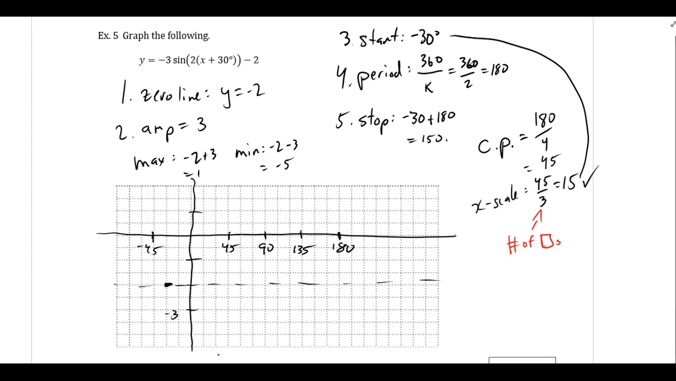3, 4, 5. So it's right about here. 1, 2, 3. Shoot. That's good. And then 1, 2, 3, I'm back on the 0 line. 1, 2, 3, I'm at the maximum. 1, 2, 3, I'm back on the 0 line. And there's one phase, or one cycle of sine of that function. 5 key questions gives me all the information I need to find those critical points. And then it's easy to graph.